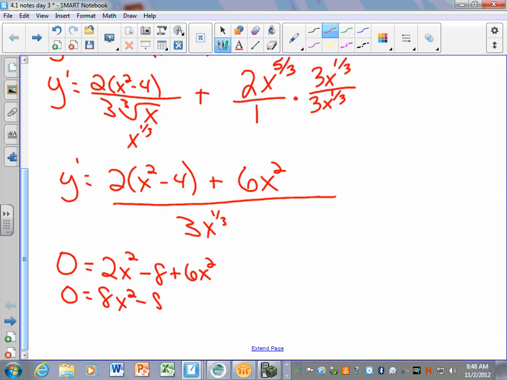So I get 8x squared minus 8. And you can do some lovely algebra there, and it actually isn't so bad at all, right? I can add 8, and I can divide by 8. And I get what for x? X equals plus or minus 1.